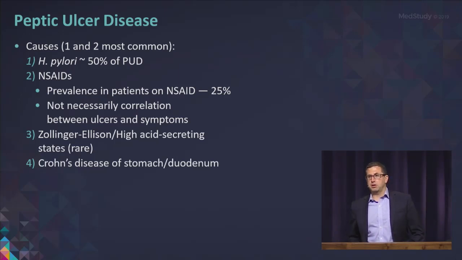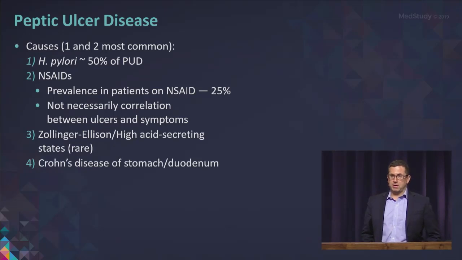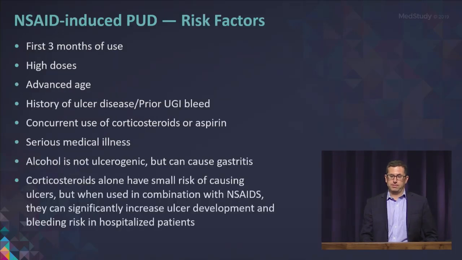And there's not necessarily a correlation between these ulcers and symptoms. Other causes of peptic ulcer disease would be Zollinger-Ellison syndrome or gastrinoma, which we're going to discuss later. And then Crohn's disease of the stomach and duodenum could also cause peptic ulcer disease. And remember, cancer, adenocarcinoma, could cause ulcers of the stomach as well.